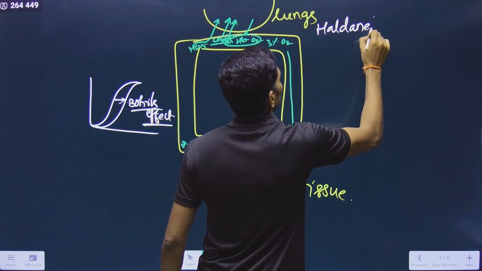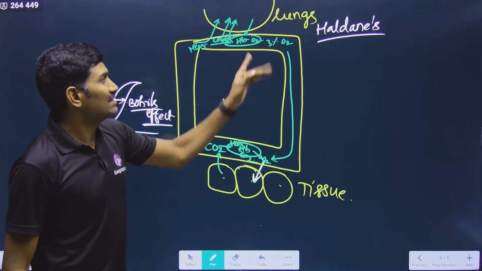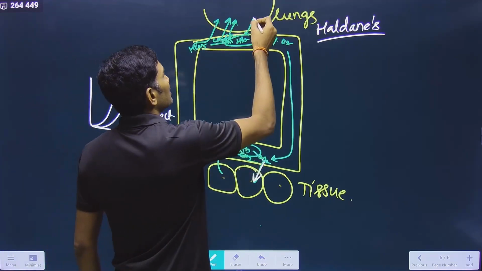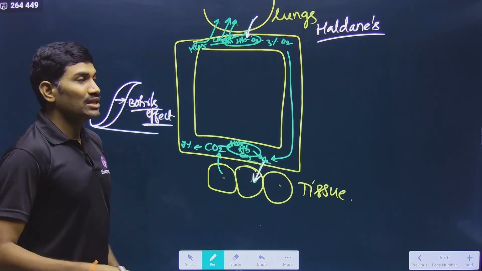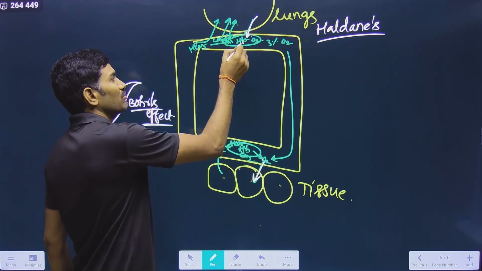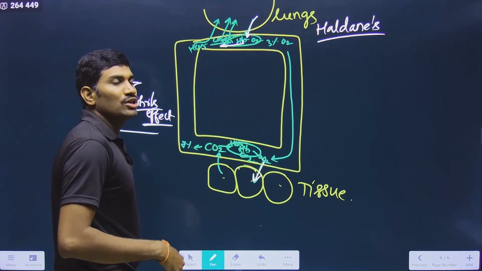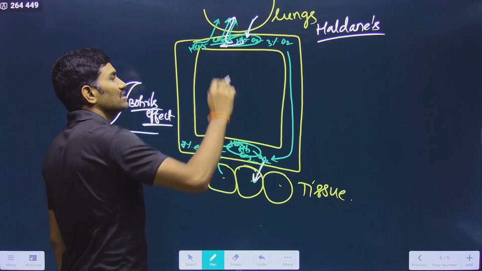Then what is Haldane's effect? Haldane's effect is opposite. Haldane's effect we are studying at the lungs. At the lungs, oxygen is going into the RBC, so that it is causing the separation of CO2 from hemoglobin, so that this CO2 can easily go into the lungs.